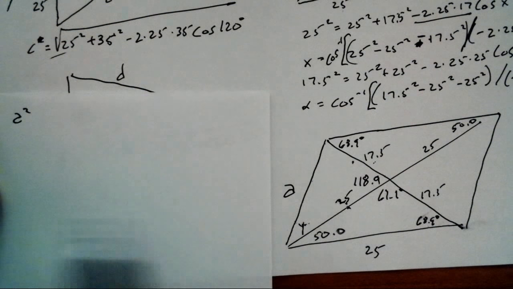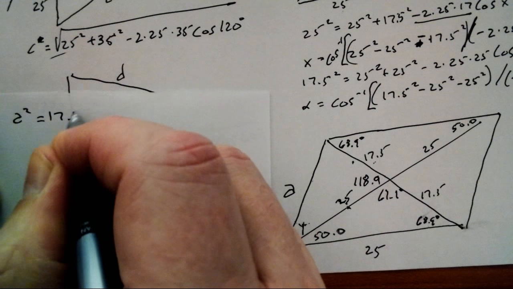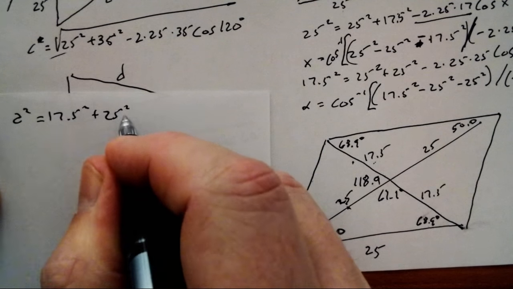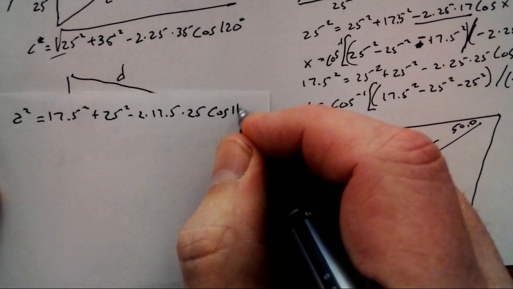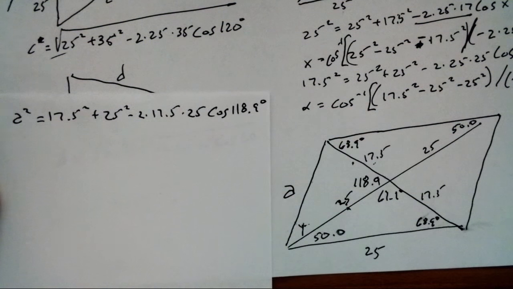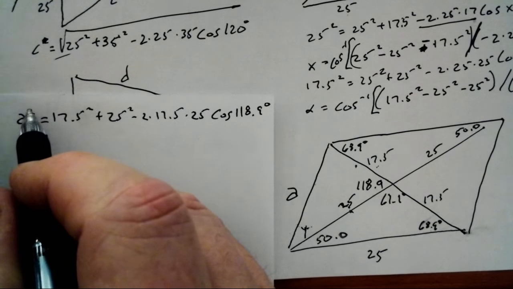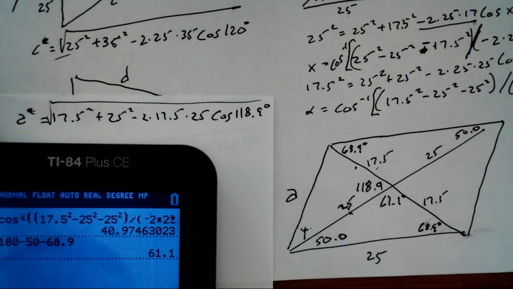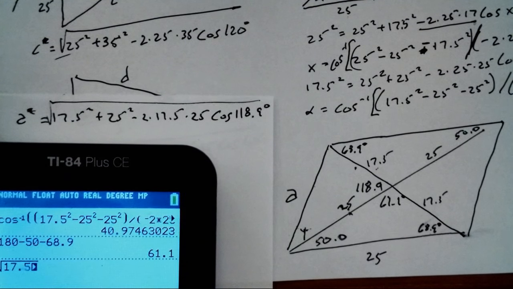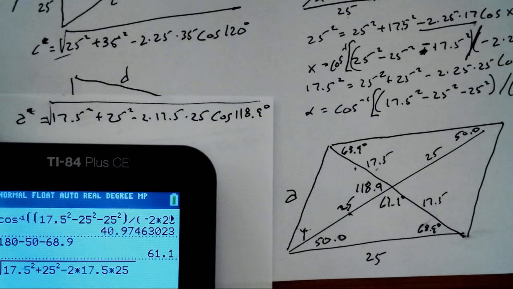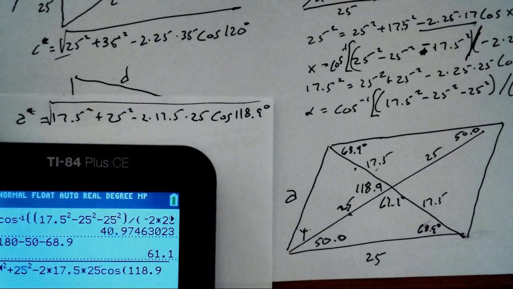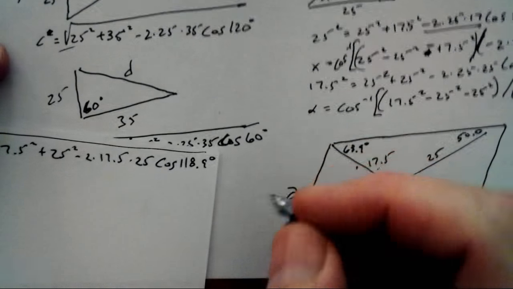I've got A squared equals 17.5 squared plus 25 squared minus 2 times 17.5 times 25 times cosine of 118.9 degrees. Holy cow, there's a lot going on in this problem. And therefore A equals great big square root of 17.5 squared plus 25 squared minus 2 times 17.5 times 25 times the cosine of 118.9. And we get 36.8. A is 36.8.